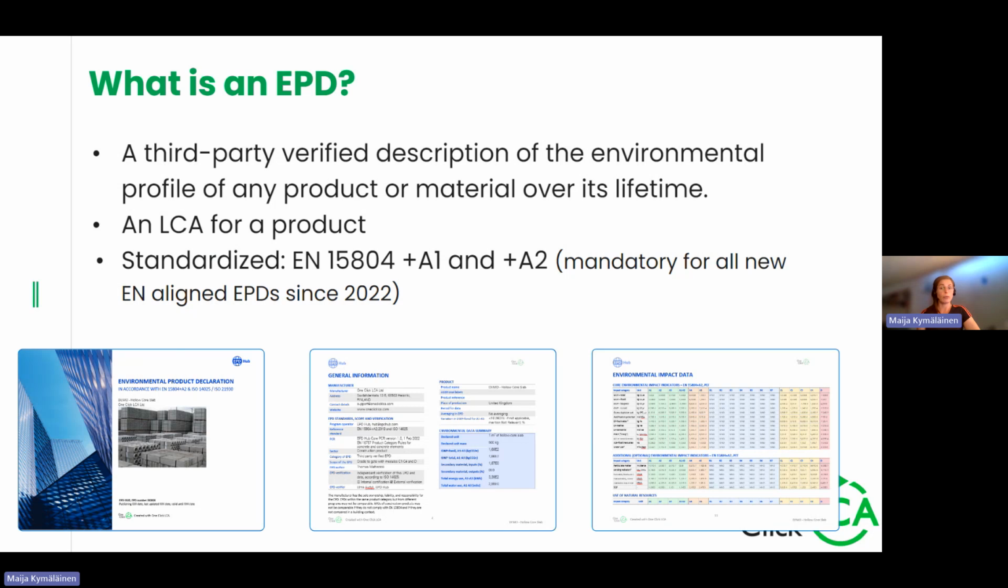descriptions of the environmental profile of any product or material over its lifetime. And this helps transparently communicate the product's environmental impact, usually providing a summary of cradle-to-grave emissions. And EPDs are standardized. So in Europe, they follow this EN 15804 standard with amendments. So we have the plus A1, which is becoming obsolete, but you can still find these kind of EPDs and use them. But now all the new EPDs that have been published since 2022 in Europe have to align with the plus A2 amendment, which has some additional requirements.